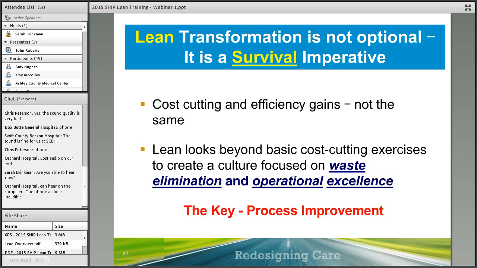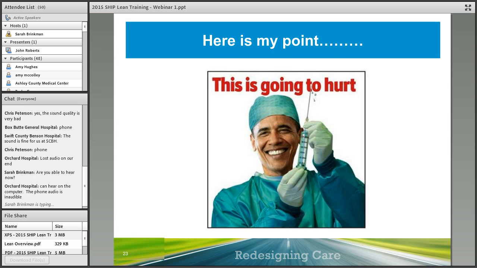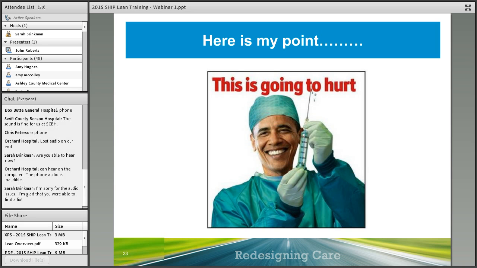The key to this is really looking at process improvement throughout the entire organization and focusing in on that process improvement. My point is that regardless of how the U.S. healthcare delivery system moves in the redesign, it's going to be fairly painful as we move forward in this huge changing of the healthcare system and the redesign of the system.